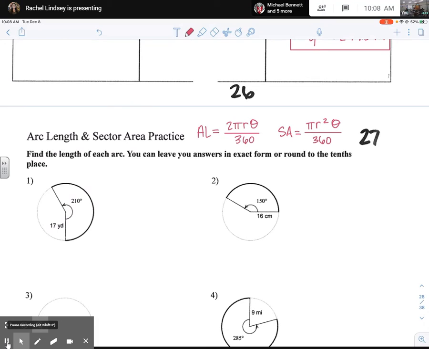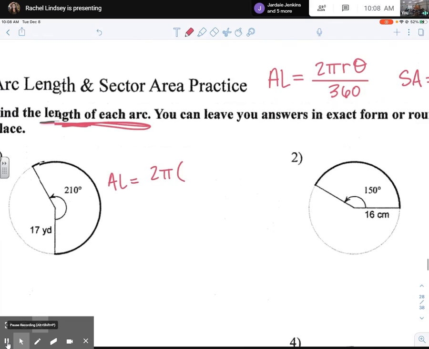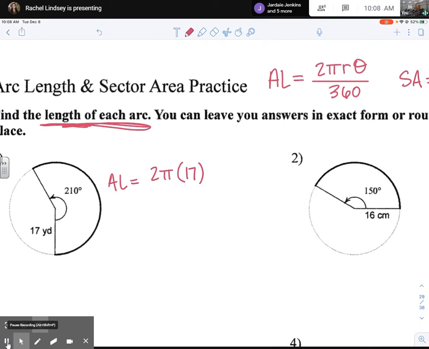Looking at number one, we're finding the arc length of all these from the length of the arc. So in order to do that, we need to know the radius. What's the radius? 17. And then the angle is 210. And that's all over 360.